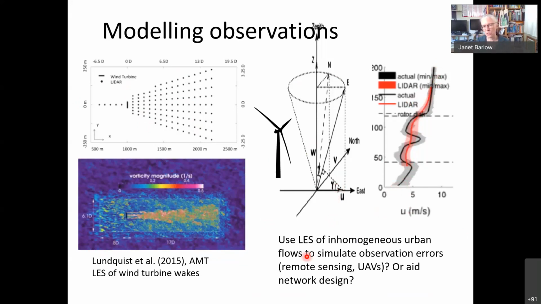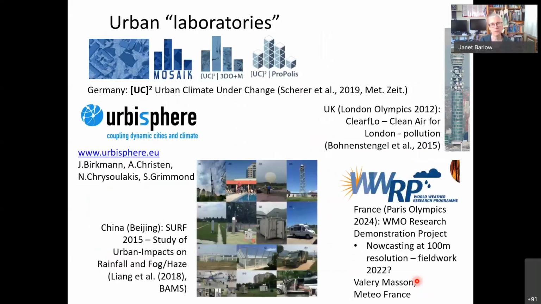Now, can we start using LES more to look at inhomogeneous urban flows, to simulate the observation errors, particularly in these new observations by UAVs, or even if it aids the network design? We can't measure everywhere in an urban area, so maybe we can optimize where we place those measurements.